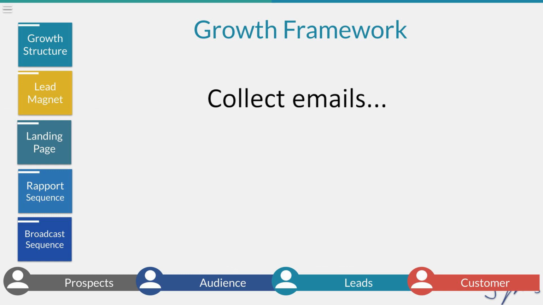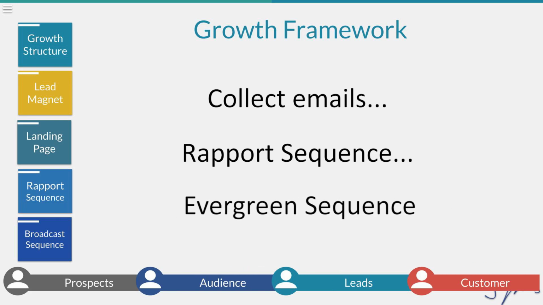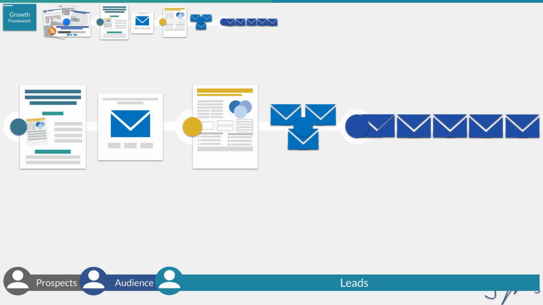Now, when it comes to our growth framework, here are the three things we're going to focus on. Collecting emails, obviously you can't grow an email list without emails, then what to do once you have those emails with a rapport building sequence, and then how to drop them into a broadcast sequence. So once they've gone through the first 5 to 7 emails, they get dropped into your general list.